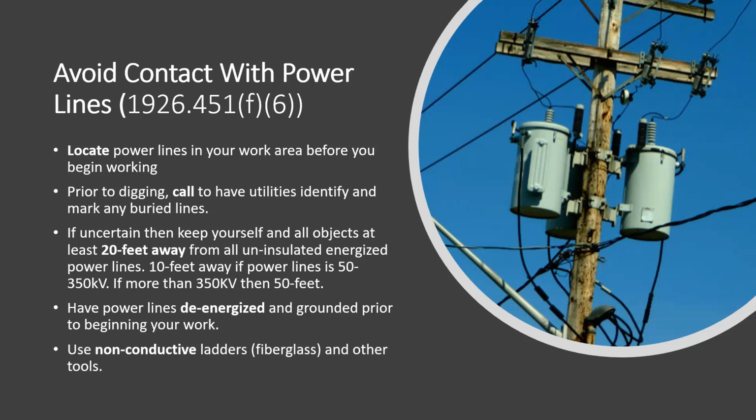So if you are uncertain and it is an uninsulated line, then keep yourself and your work objects at least 20 feet away. If you know it is up to 50 kV, then we need to have 10 feet away. And if it is between 50 and 350 kV, then we need to have 50 feet away. Why do we need more distance when we have more power?